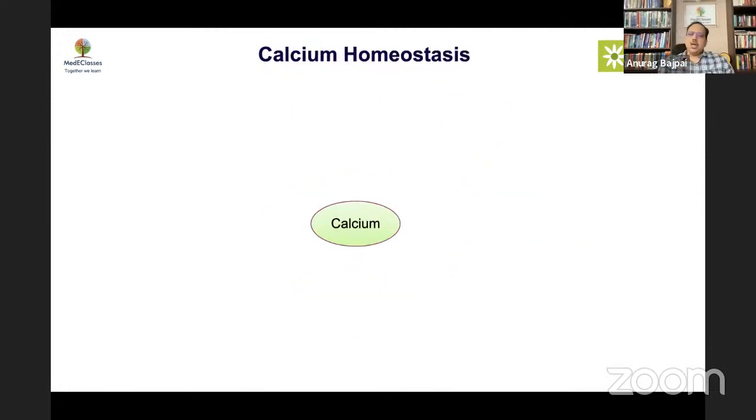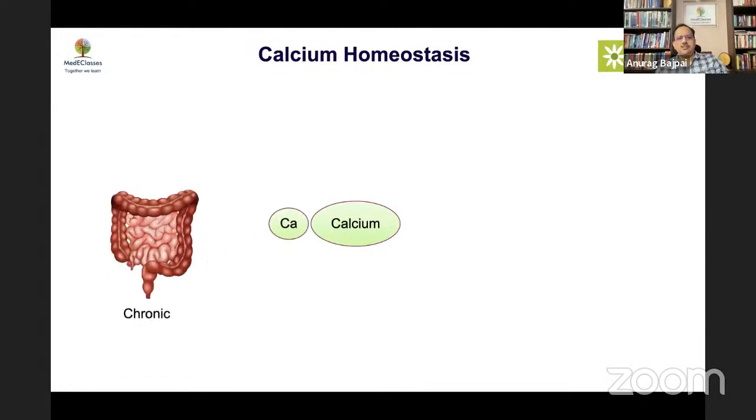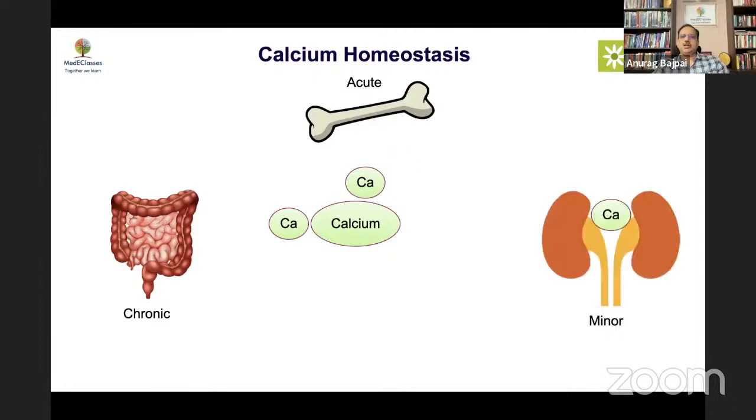bicarbonate treatment. Now, calcium homeostasis largely revolves around three major organs: the intestine, which provides the chronic source of calcium; the bones, which provide the acute correction as far as calcium levels are concerned; and the kidneys, which are mainly providing the excretion, which has a minor role in terms of evaluation and management.